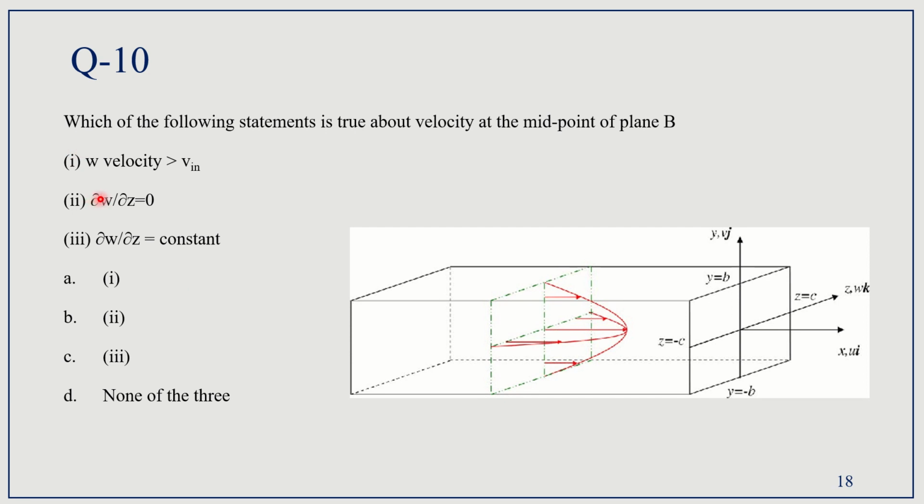Whereas in statement 2 it is mentioned that dou W by dou Z is equal to 0. It is false, because plane B is at the midpoint of planes A and D. It is not exactly in the fully developed regime. So it is in the entrance region or in the zone where the flow is still developing. So dou W by dou Z is not 0 at that particular point, and dou W by dou Z is again not constant, because velocity is increasing. We cannot say that it is a constant one. So option 1 is the right answer, which is given from A, that is 1 is the right statement.